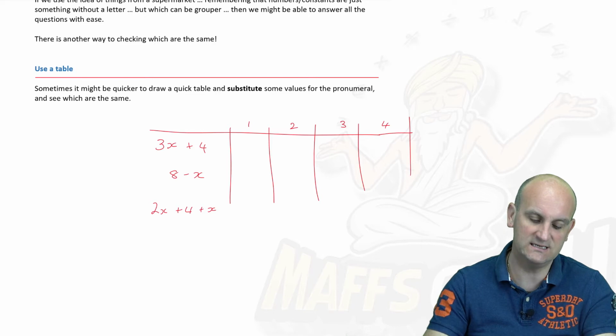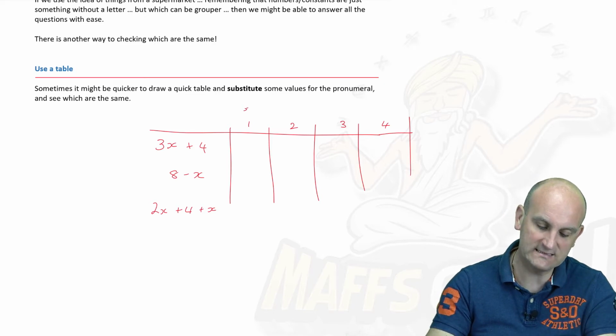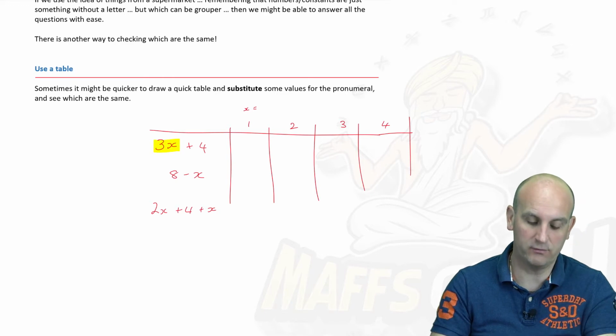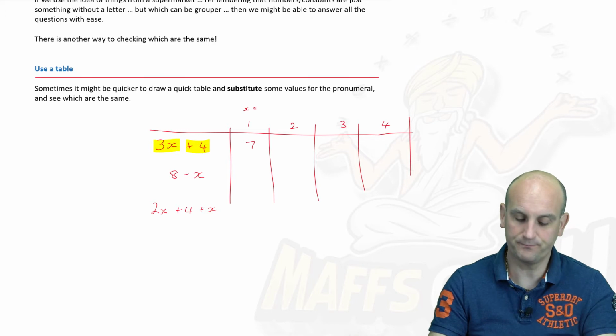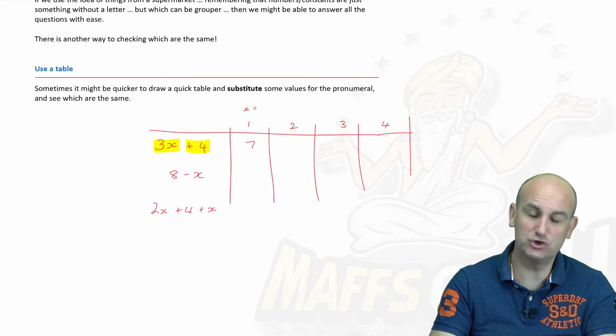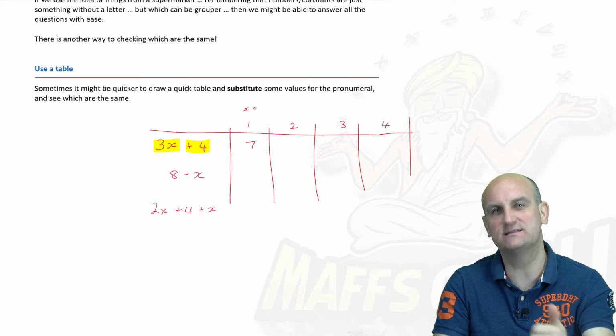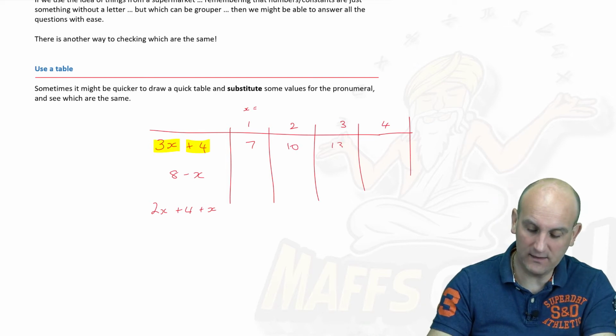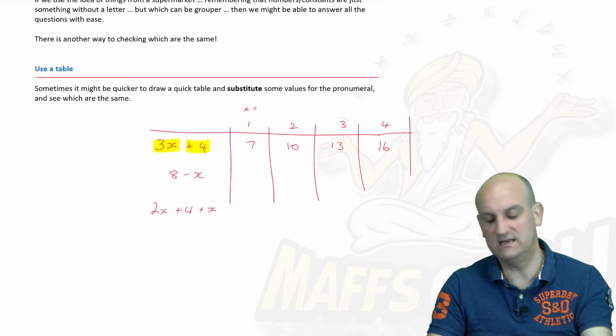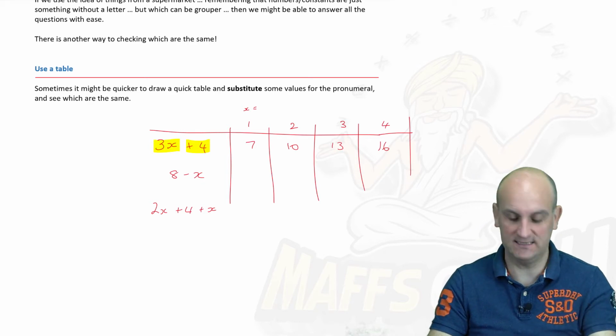So 3x's plus 4. Let x equal 1. So 3 ones are 3. Add on the 4 will give me 7. What about when x is 2? Well, 3 times x is 6, plus the 4 gives me 10. And I can keep going along, and I get the numbers 7, 10, 13, and 16.